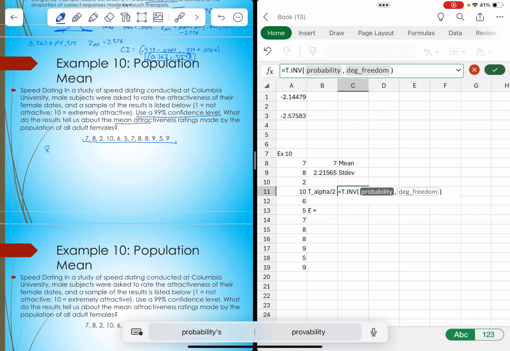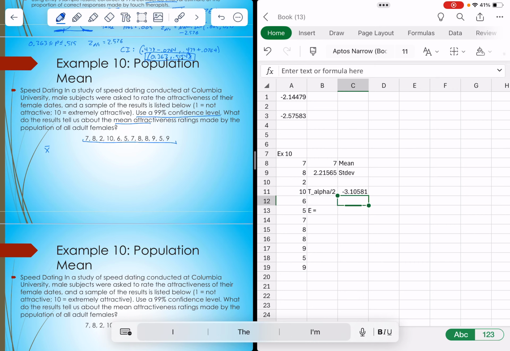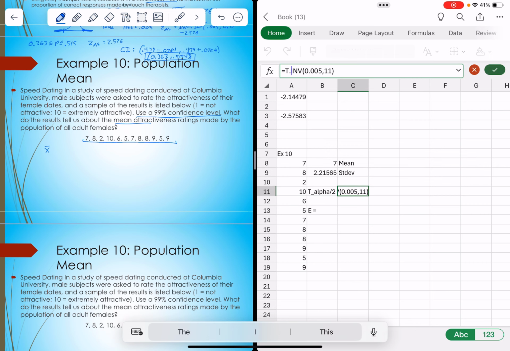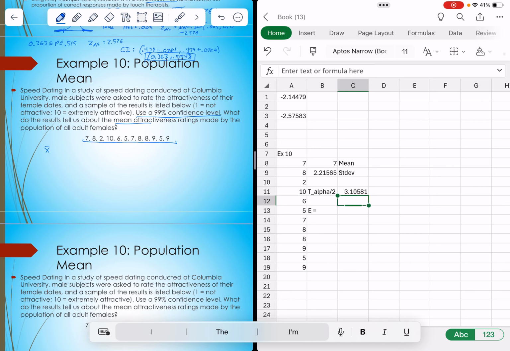All right, probability 0.005, 1% total. Degrees of freedom is 11, because it's 12 minus 1. Equals, there's that. I forgot to put the minus in. I'll go ahead and put in the minus to make it positive. Enter. There's my t distribution, my t score, my critical value.